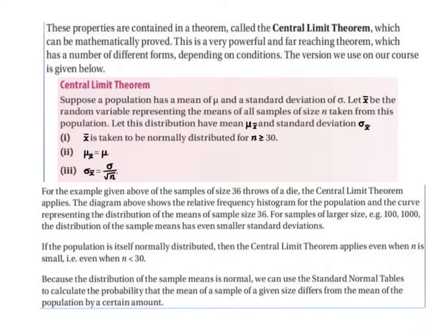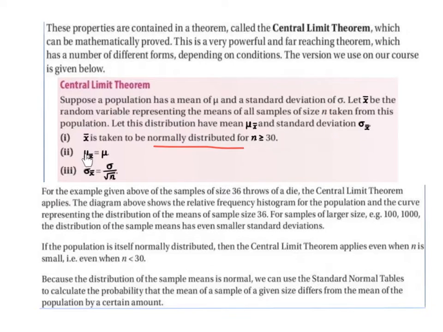So here we have the central limit theorem. Suppose a population has this for a mean and this for a standard deviation. Let x bar be the random variable representing the means of all samples of size n taken from this population. Let this distribution have a mean of this and a standard deviation of this. So basically it's the mean with an x bar stuck on and the standard deviation symbol with an x bar stuck on. Number 1, x bar is taken to be normally distributed for n greater than or equal to 30. So we can only say that it's normally distributed if n, the sample size, is greater than or equal to 30.